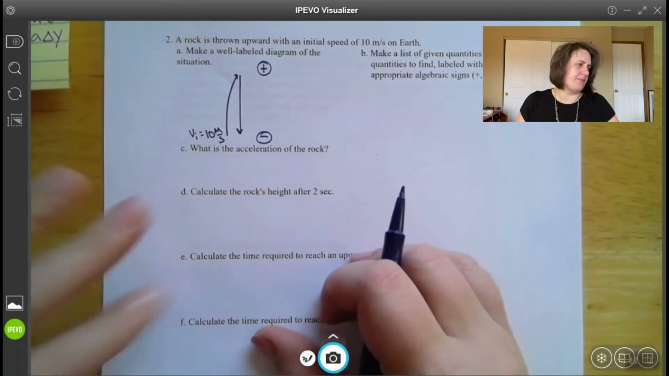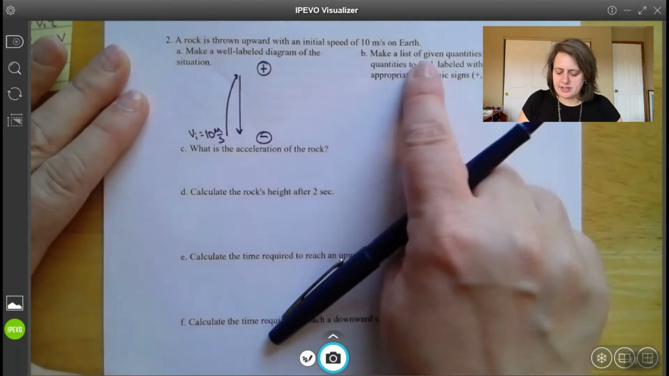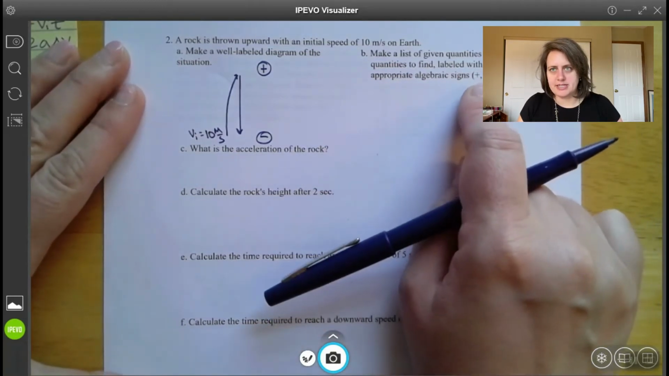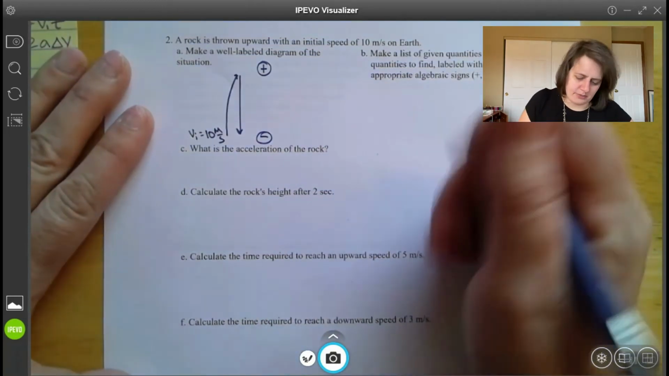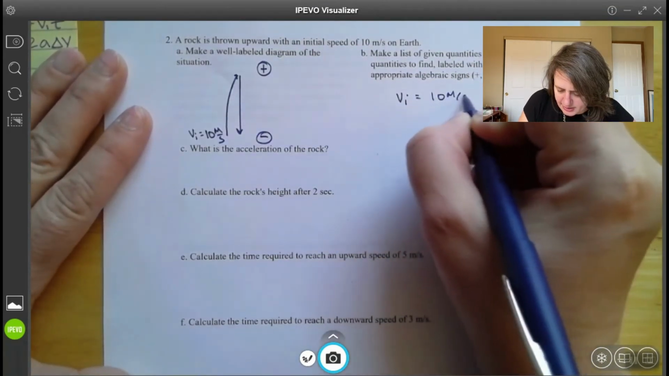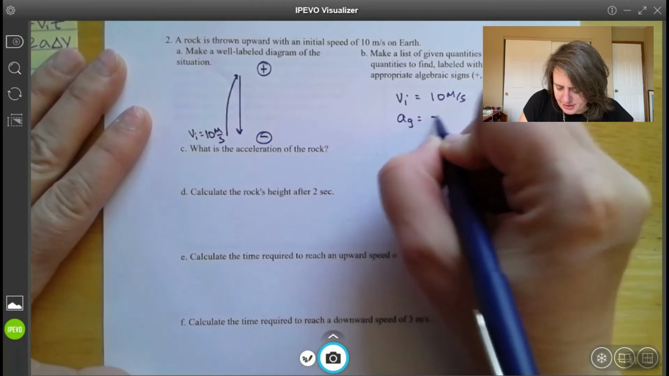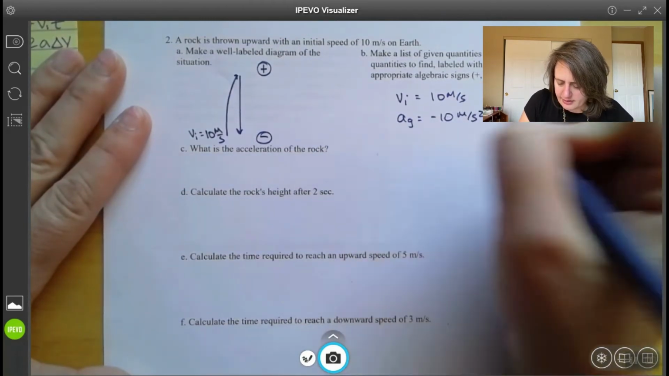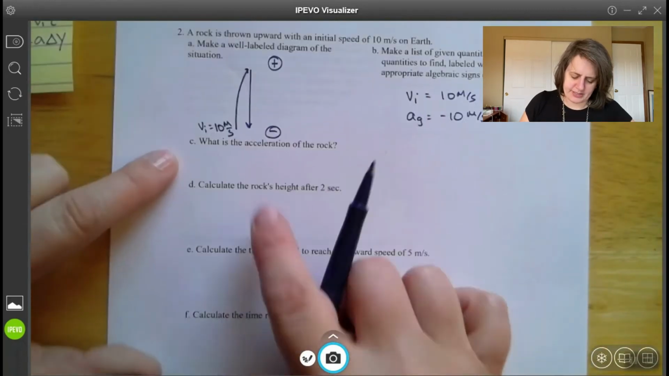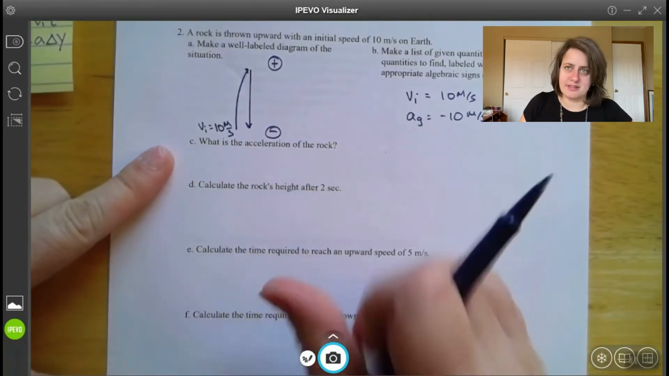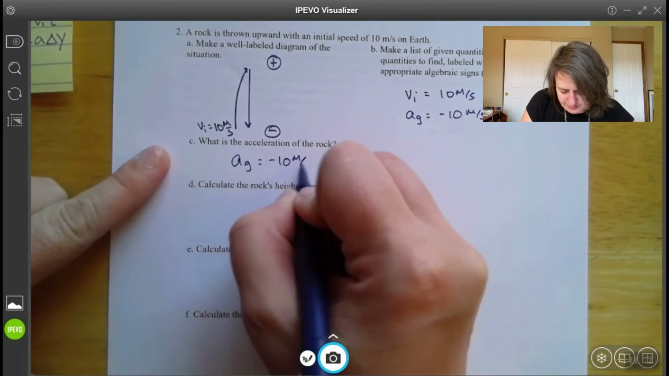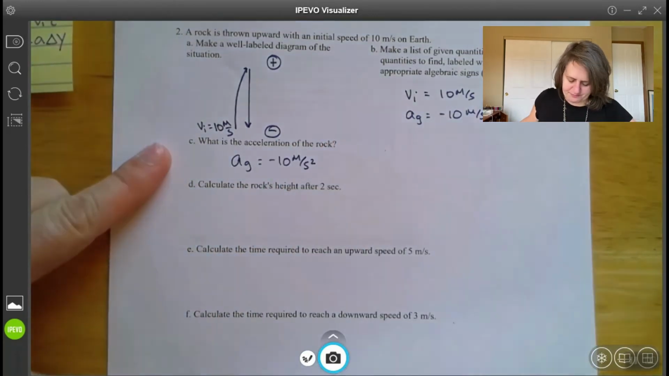So there's my diagram. It says make a list of given quantities and quantities defined, label with units and appropriate algebraic signs. So the things that we already know are that our initial velocity is 10 meters per second and our acceleration due to gravity is minus 10 meters per second squared. Down here, this first question says, what's the acceleration of the rock? Acceleration due to gravity is always minus 10 meters per second squared.